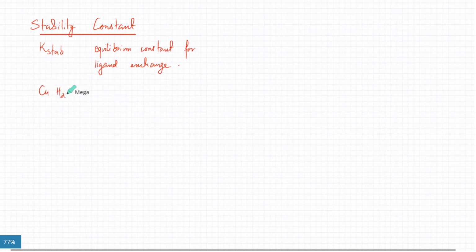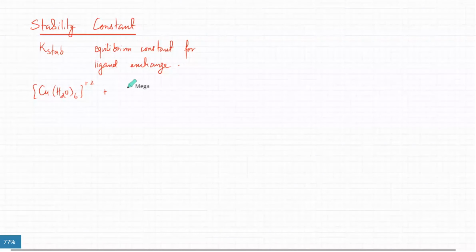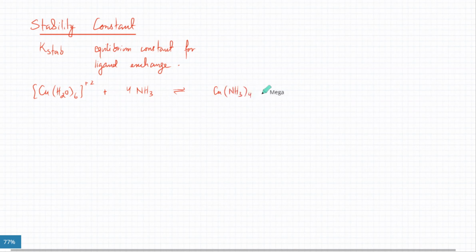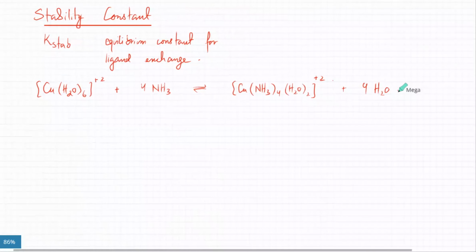For example, if you have copper with 6 water molecules, copper aqueous, with a charge of +2, what will happen is that if you add NH3, let's say I add 4 NH3 molecules, these ligands are going to knock out the water molecules and take their place. So it's going to be copper with 4 NH3s and 2 water molecules, and the entire thing will have a charge of +2. And 4 water molecules are going to get knocked out.